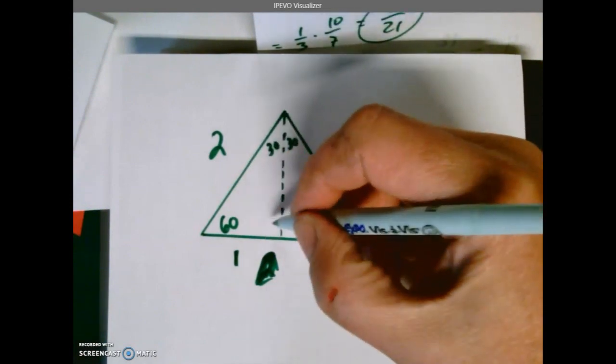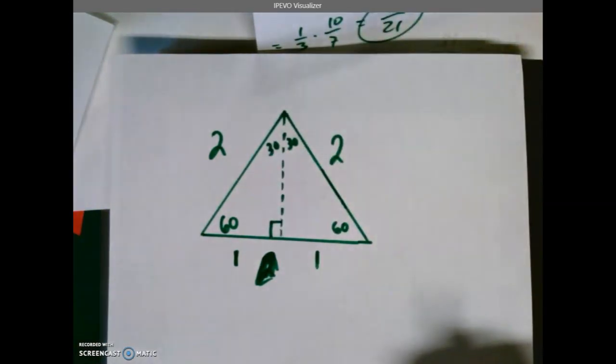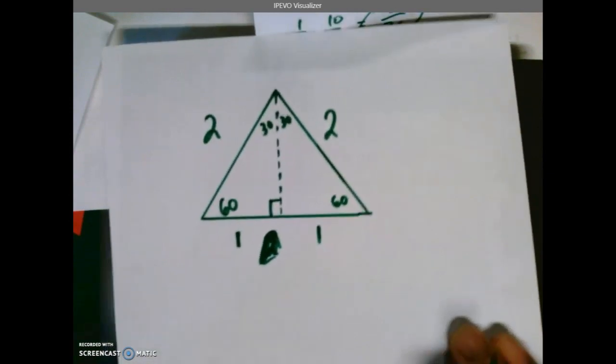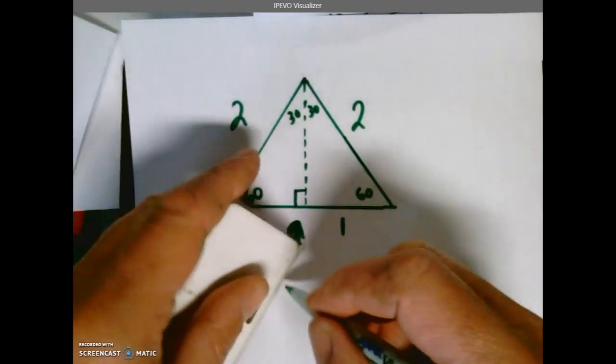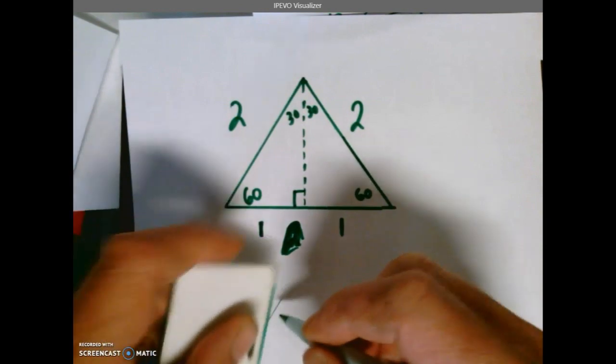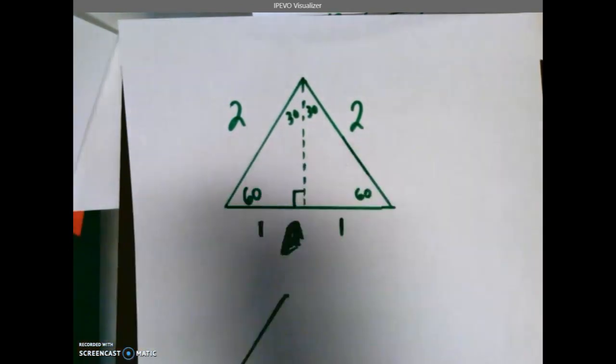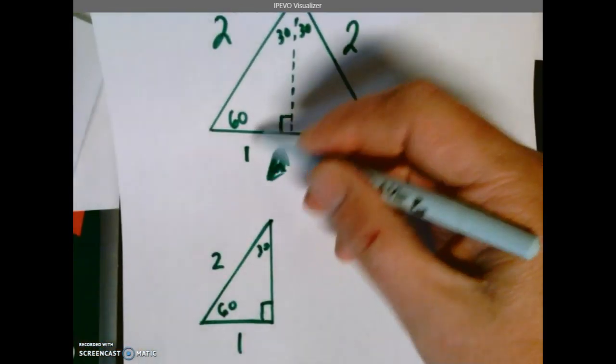Well, if we have 30 and we have 60, there's only one possibility. That last angle has to be 90. So, let's redraw that. There's your triangle. We redrew it down here, because we don't need both of them. We just need one of them.